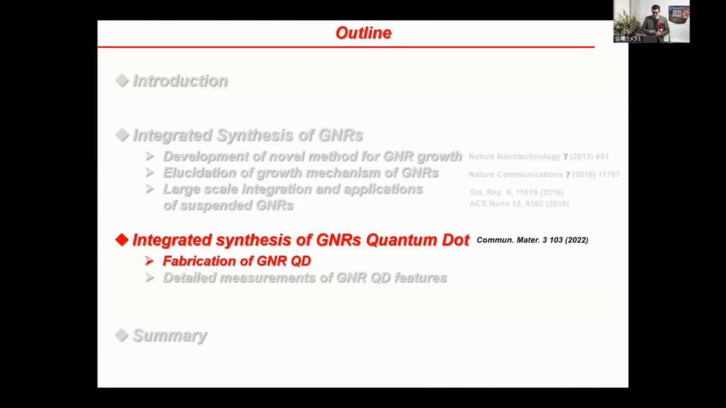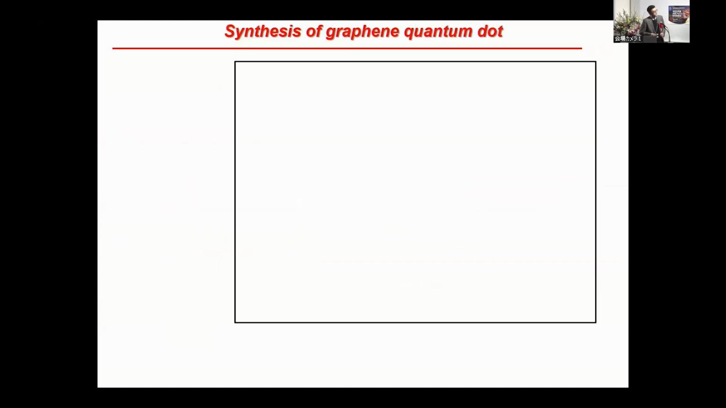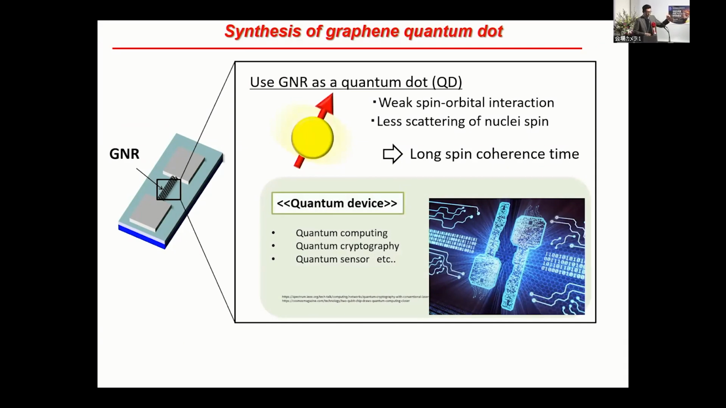Okay, so let's get back to the final part. The main part of my studies is quantum dot fabrication. As already explained, our strategy is step-by-step. Step 1 is the fabrication of graphene nanoribbons with accurate position selectivity on a wafer scale, and we did it. So we need to move on.